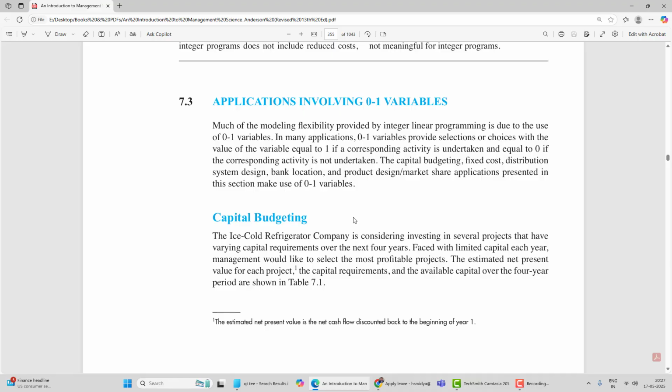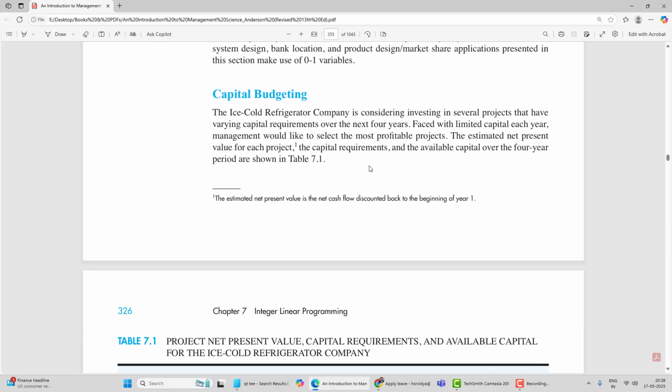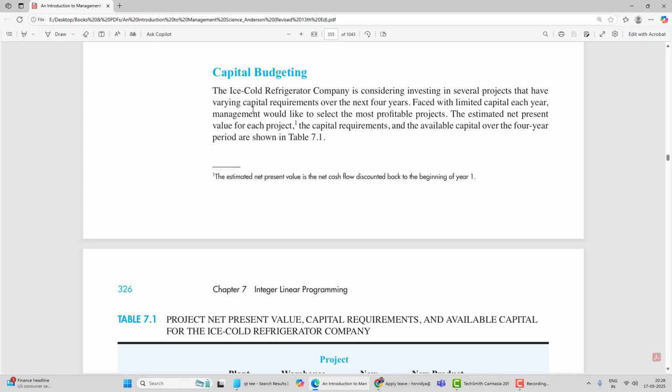right? So applications involving 0-1 variables, the variables which take only two values. It can take a value 0 or it can take a value 1, right? So usually we are going to use it like, for example, a variable equal to 1 if the corresponding activity is undertaken. If it is 0, then the corresponding activity is not undertaken, right? So basically when we look at the capital budgeting example, the example goes like this.